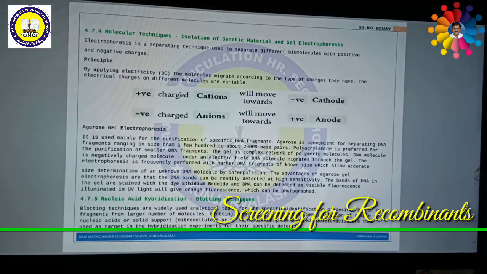This principle is used in gel electrophoresis for isolation of genetic material. What is genetic material? Either DNA or RNA. Here the DNA will be isolated by gel electrophoresis.